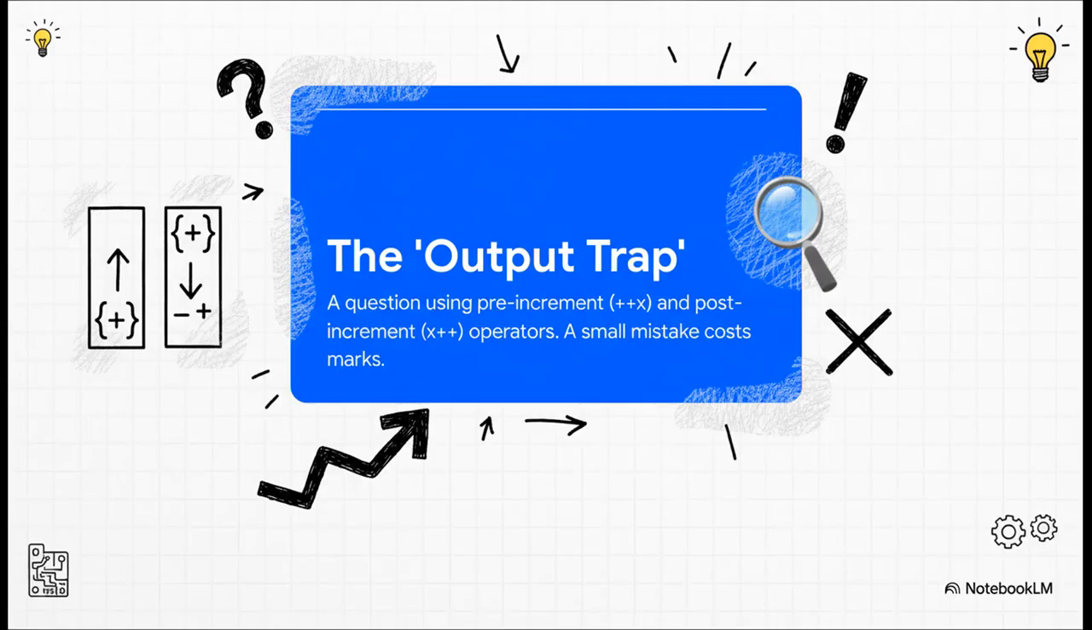We actually call this the output trap, and here's why. It's designed specifically to test if you really understand the tiny but super important difference between pre-increment, ++x, and post-increment, x++. It looks so simple on the surface, right? But it is a pure test of precision. Get it wrong by just one tiny bit, and poof, there go your easy marks. You absolutely have to master this to avoid falling into that trap.